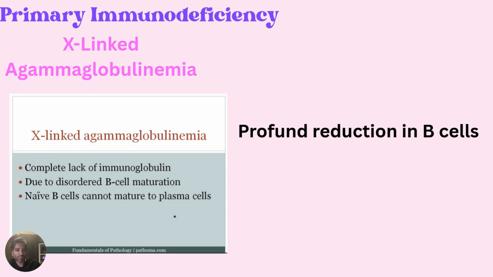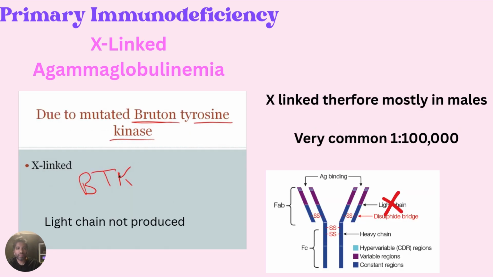Okay, so a complete lack of immunoglobulin due to disordered B cell maturation. Naive B cells cannot mature to plasma cells. This is because of BTK, Bruton tyrosine kinase. It's a signaling molecule, meaning the pre-B cell receptors cannot signal the cell to go down the maturation pathway. So your B cells are just messed up. Your light chains for your B cells are just not produced. You can see I xed out the light chain in the diagram here. It's 1 in 100,000.